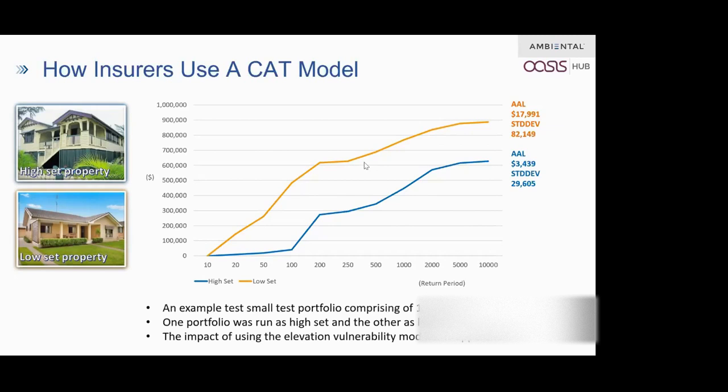So this is a classic example which tells why it is very important to have the primary modifiers such as elevation in your exposure database. So the more detailed your exposure database is, the more reliable your results are. Next slide, please.